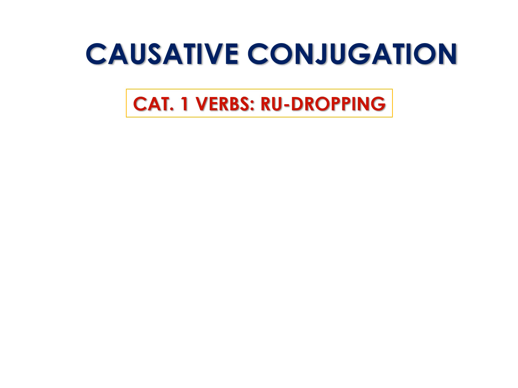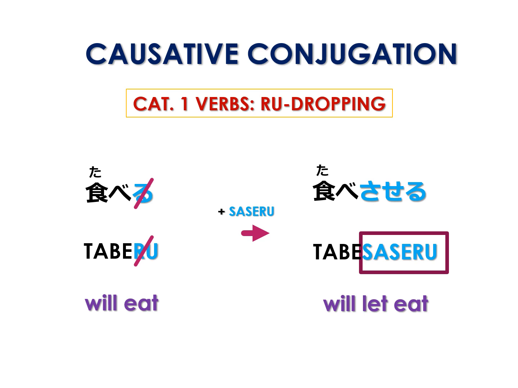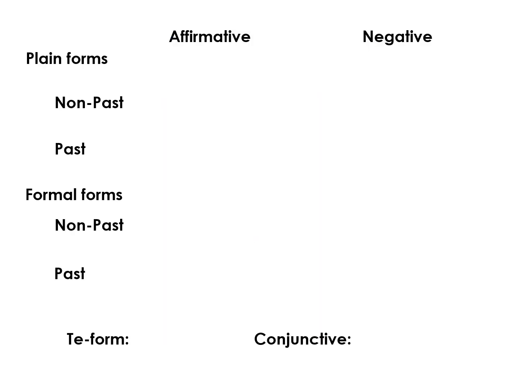Now let's study how to conjugate verbs into the causative form, starting with a category 1 or ru-dropping verb. For example, taberu, to eat. You drop the ru and add saseru. So taberu, will eat, becomes tabesaseru, let someone eat. The resulting verb is a ru-dropping verb, and as such can conjugate just like any other ru-dropping verb. It can conjugate into the basic 10, and we'll have plain and formal forms, affirmative and negative forms, and non-past and past conjugations, and so on.